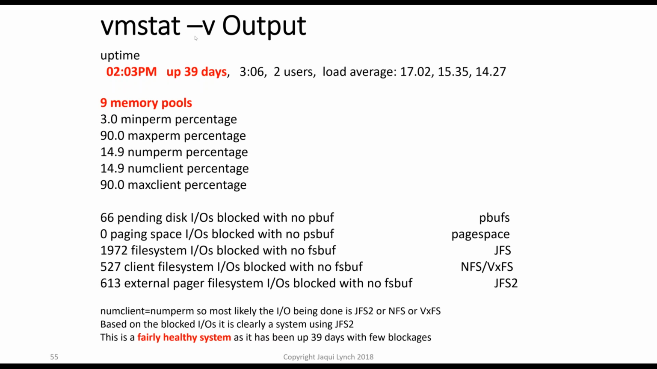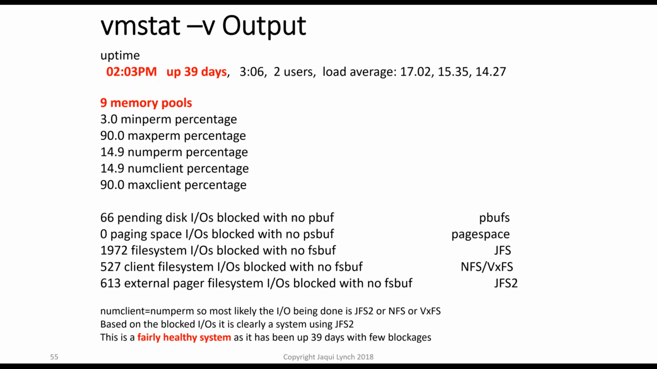Now, sometimes if you have memory problems, you're going to want to look at something like a vmstat -v. Whenever you're looking at any of the stats, you probably want to run an uptime and just see how long the system has been up. The things that vmstat will tell you are, I have 9 memory pools. It gives me my min-perm, max-perm, num-client, and num-perm. Num-perm and num-client are the same, which tends to indicate that this is a JFS2 system.